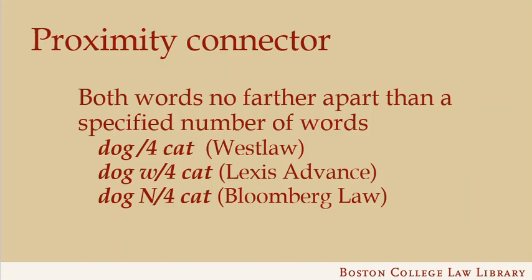The first variation of the joining connector is the proximity connector. For this, both terms need to be in the same document, and in addition, they must be within a certain number of words of each other. On Westlaw, this is written as a slash followed by the maximum number of words that can come between the two terms. Lexis uses W/number, meaning both terms must be within that number of each other. Bloomberg Law uses N/number, meaning nearby that number.